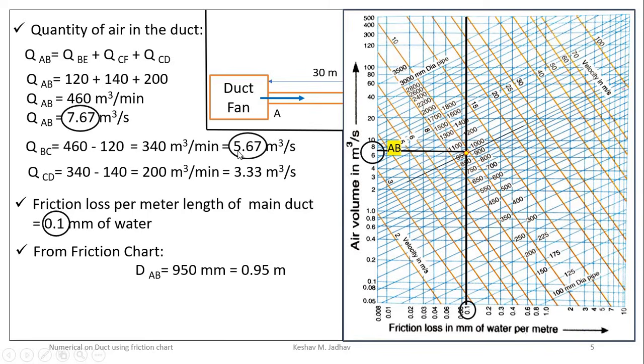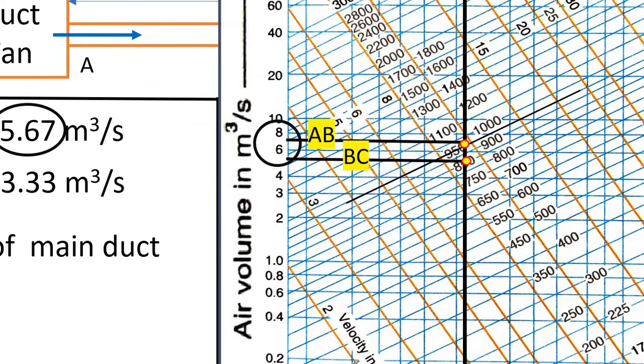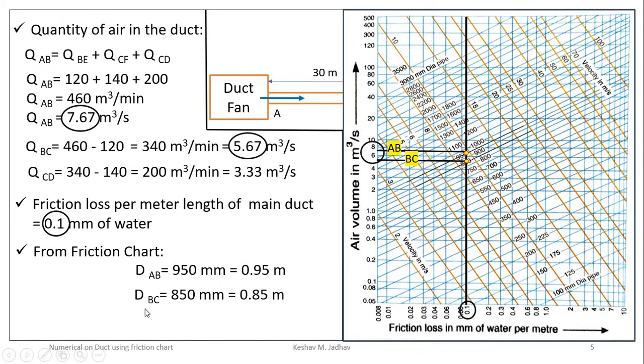So for section BC, volume flow rate is 5.67. So 5.67 will be below this 0.6. So we can draw a line for 5.67, and if you zoom in, then you can see line passing through the intersection point. It is having diameter 850 mm. So here it is 750, 800, here it is 850, and here it is 900. So this is 850. Therefore diameter of duct BC is equal to 850 mm, which is equal to 0.85 meter.